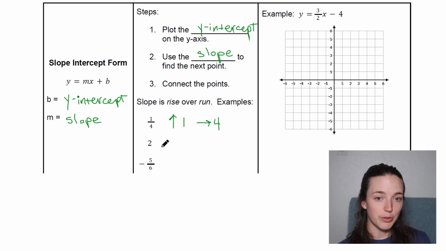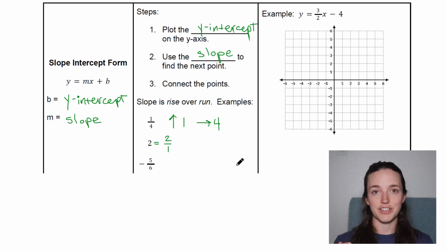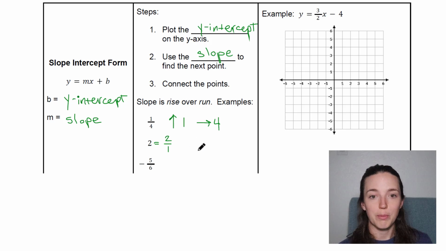If your slope was 2, 2 is technically the same as 2/1. So if you ever see just a single whole number, remember that any number can be written as that number over 1. So if the slope was 2/1, you would go up 2, right 1.